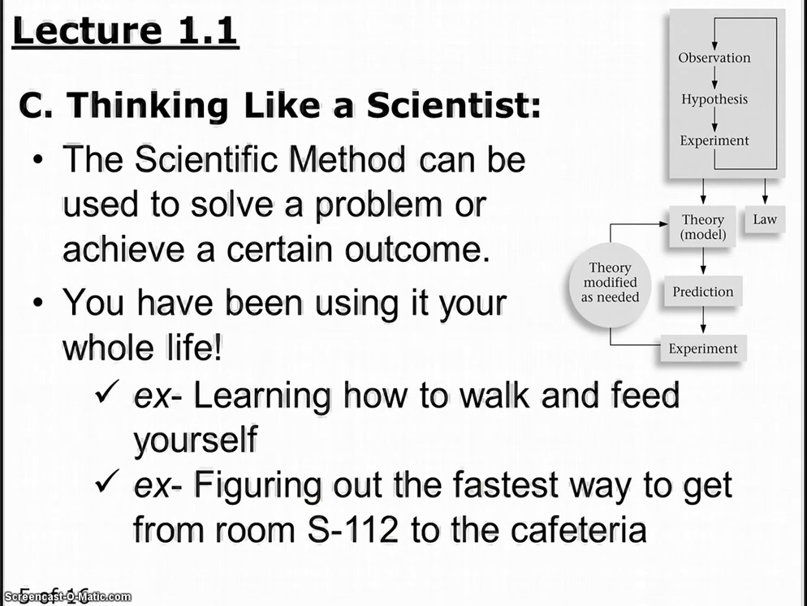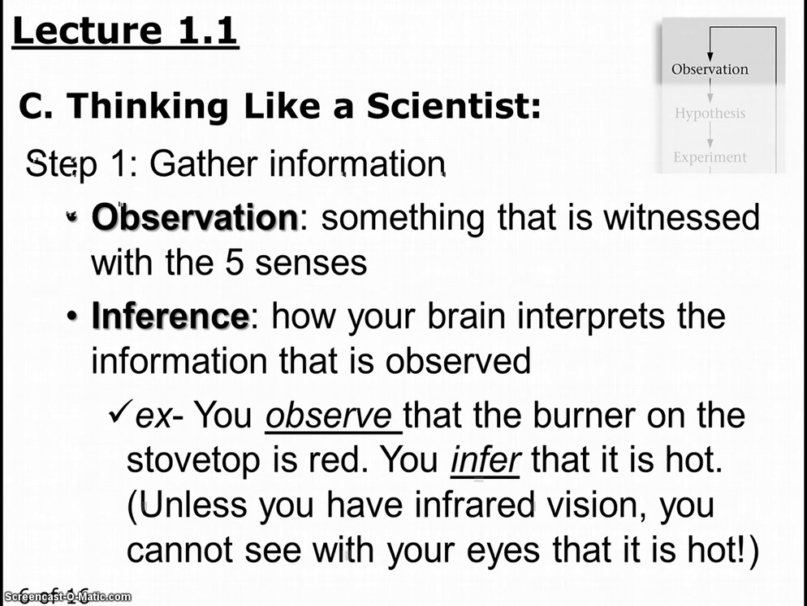So let's review each of these steps of the scientific method one step at a time. The first step is to gather information about the world around you. So we do that by making observations and inferences. The difference is that an observation is something you see, hear, feel, or smell. An inference is how your brain interprets that information.